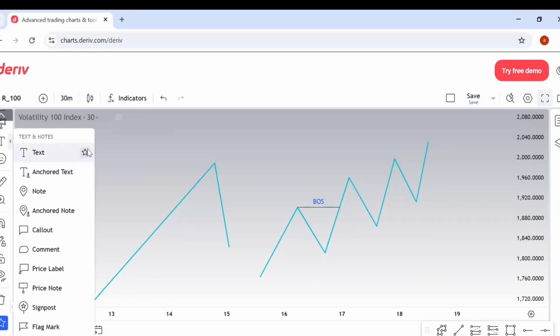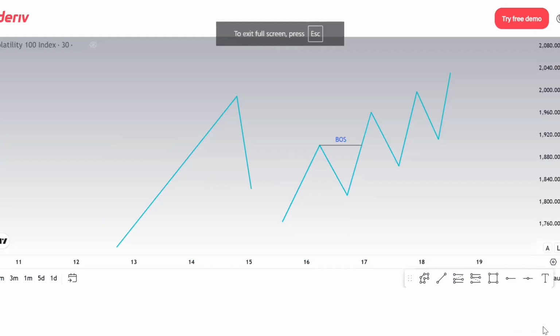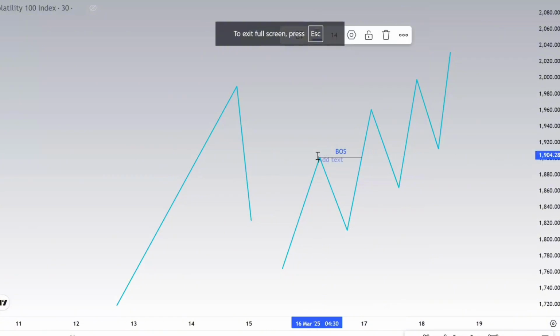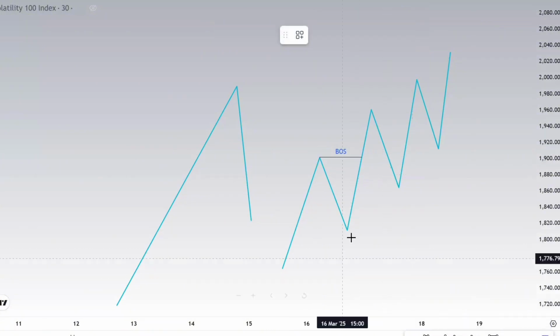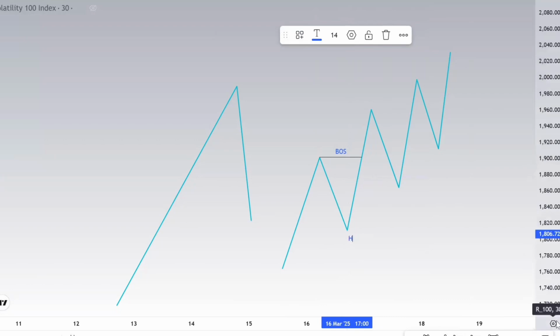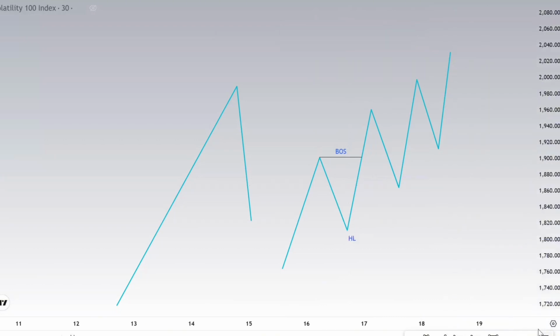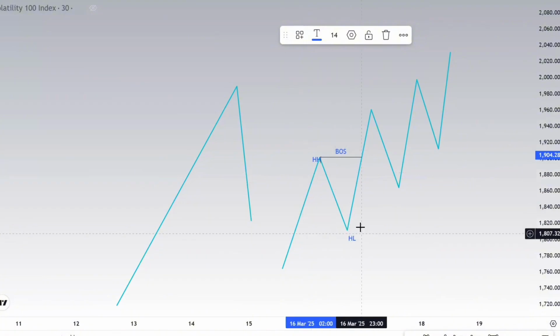Let's represent that with a text. We have higher high represented with HH. Then we have higher low represented with HL. Okay, we have higher high, higher low represented with HH, HL. Now this next low has to be higher than the previous higher low.